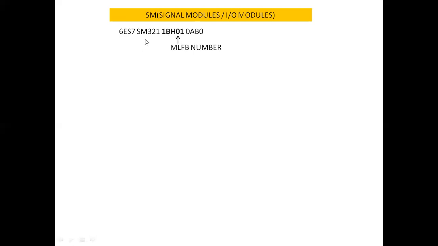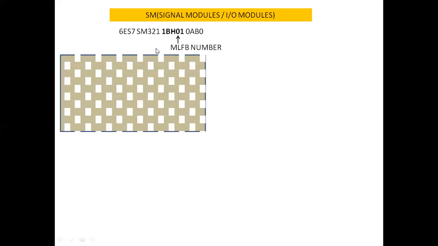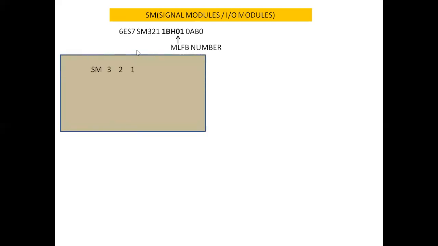So we have SM. SM means signal module. It can be digital or analog. We have some code here, 321, to identify whether your module is digital or analog. So 321: the 3 stands for series, 2 means digital, 1 means input, so it means 300 series digital input module. Similarly, for output module, we have 322.